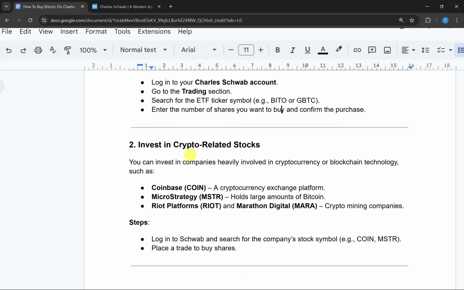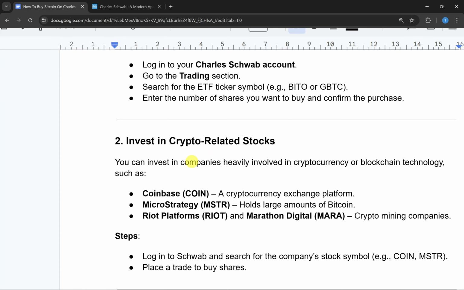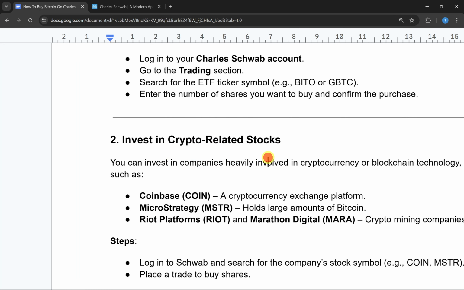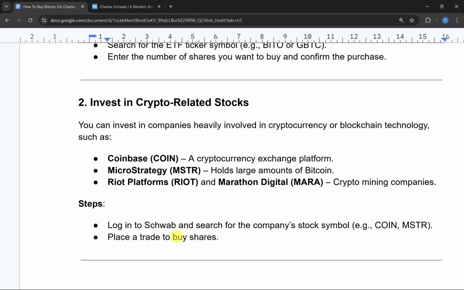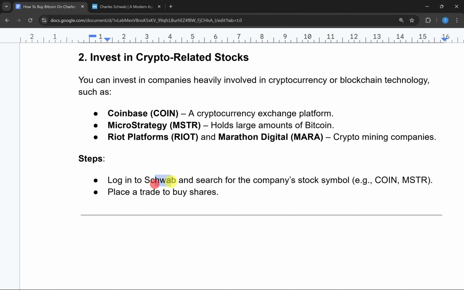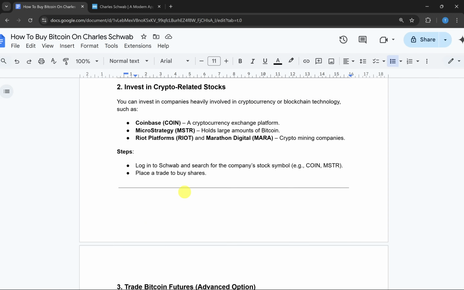The second thing you can do is invest in crypto related stocks. You can invest in companies heavily involved in cryptocurrency or blockchain technology such as Coinbase, MicroStrategy, Riot Platforms, and Marathon Digital. Now to buy these stocks, you need to log in to your Charles Schwab account, search for the company ticker symbol such as COIN, and then place a trade to buy these shares.